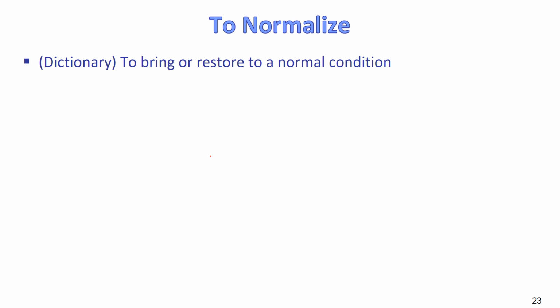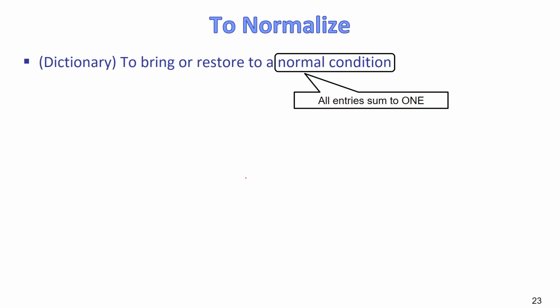Okay, good. Now, just a quick note about the verb to normalize. From the dictionary, it means to bring or restore to a normal condition. Now, what is that normal condition here? The normal condition here is to return the entries to sum to 1. After we select from the table, the values that we selected will not sum to 1. Bringing them back to sum to 1 is called normalization.